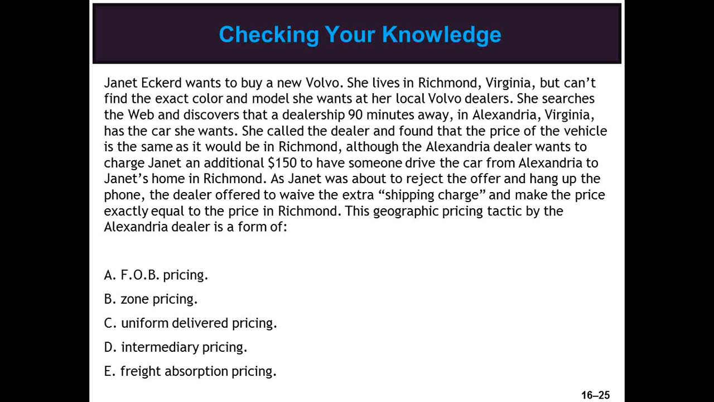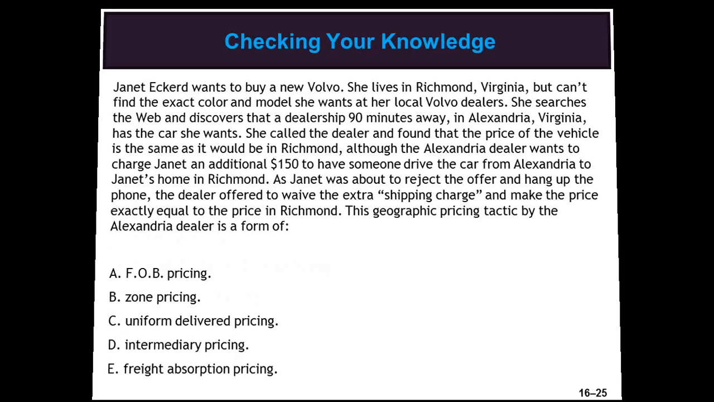This geographic pricing tactic by the Alexandria dealer is a form of freight absorption pricing. As in this case, the firm absorbs the freight costs so that the firm's delivered price meets the nearest competitor's price. The simplest geographic pricing policy for a seller to administer is uniform delivered pricing. This is considered the simplest pricing policy because it makes the same average freight charge to all buyers.